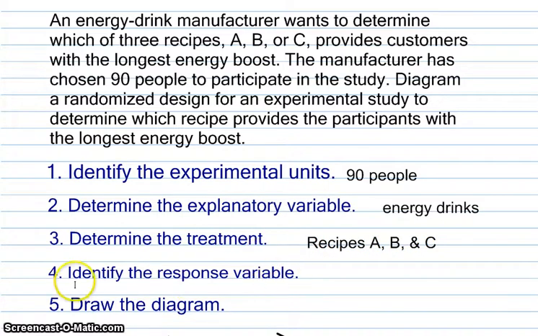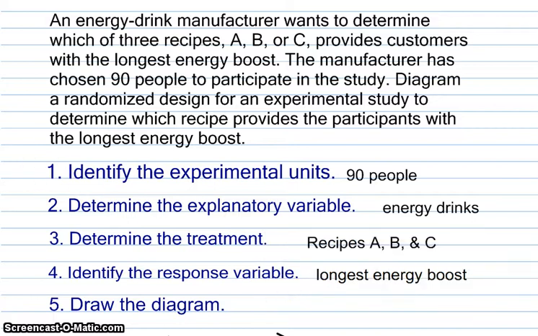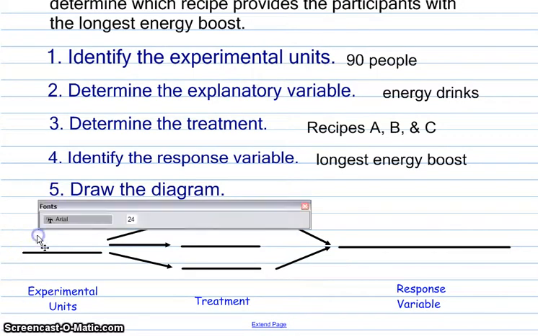The response variable, that's what we want to see at the end. So we want the longest energy boost. So that's what we want here for the response. Now, it wants us to draw the diagram. We're going to use that information that we just came up with over here, and we're going to plug it in over here. So, our experimental units, that's our 90 people.